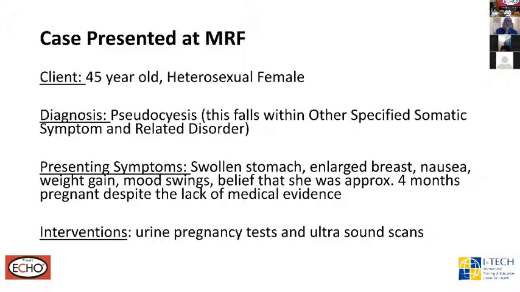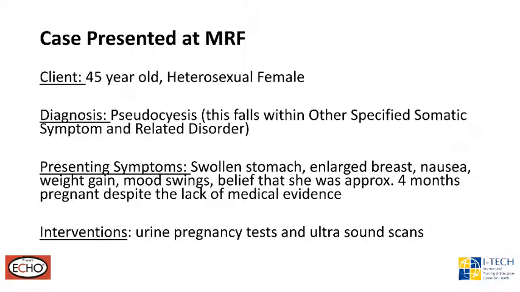So this client is a 35-year-old heterosexual female, and her diagnosis was pseudocyesis. So this falls within the other specified somatic symptom and related disorder category, which I mentioned at the beginning of the presentation. So presenting symptoms were swollen stomach, enlarged breast, nausea, weight gain, mood swings, belief that she was approximately 4 months pregnant despite the lack of medical evidence.